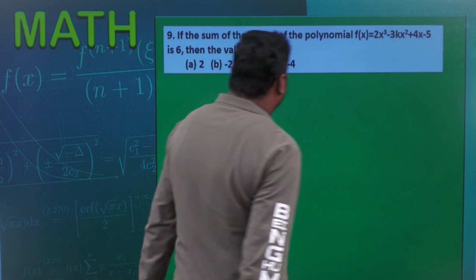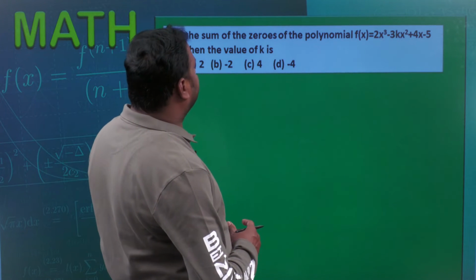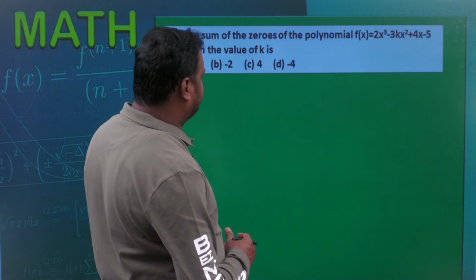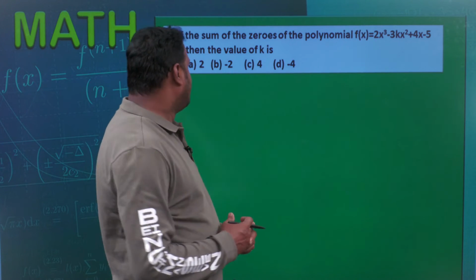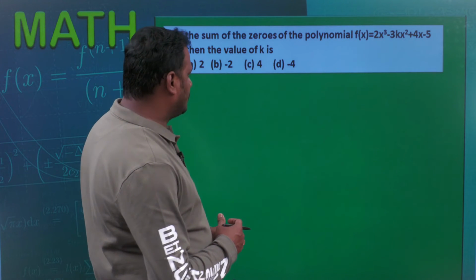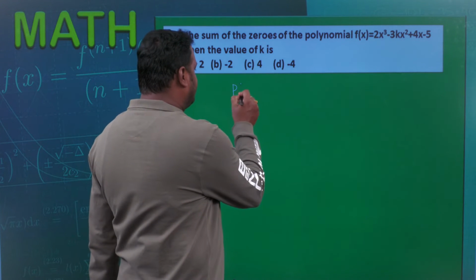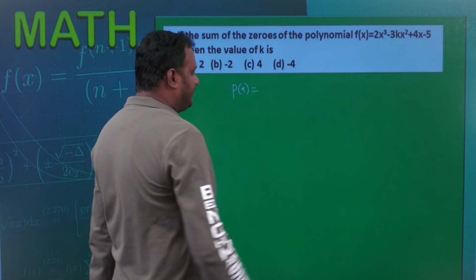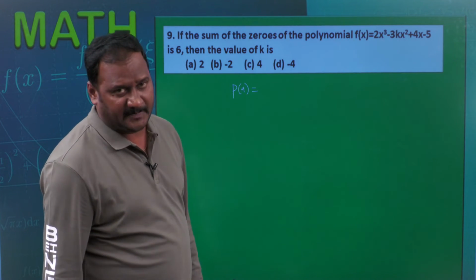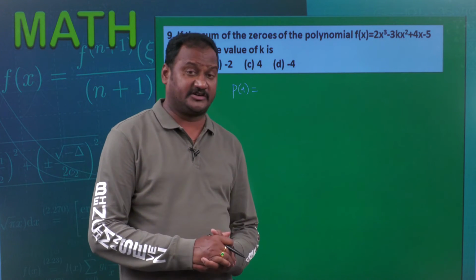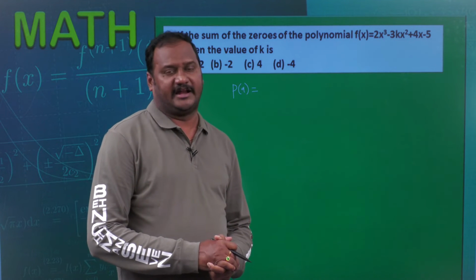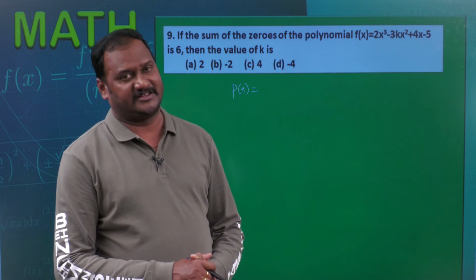Next, coming to the next problem, the sum of the zeros of the polynomial is 6. This is a third degree polynomial. Then the value of k is what? So again, if this is a third degree polynomial, then what is the formula for sum of zeros? And what is the formula for sum of product of zeros taken 2 at a time? And what is the formula for product of zeros?